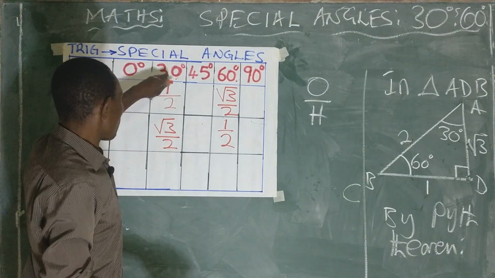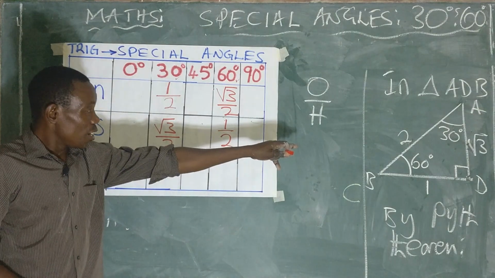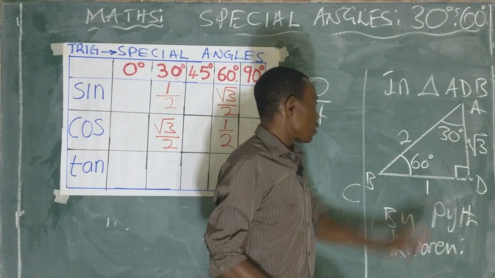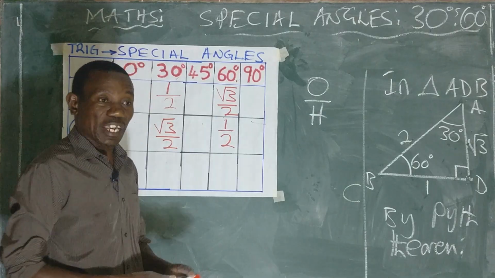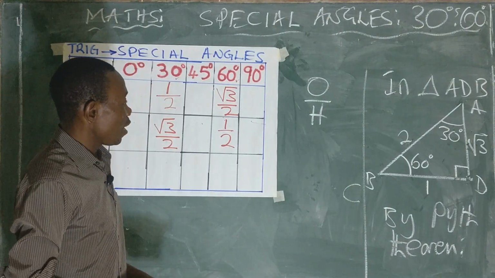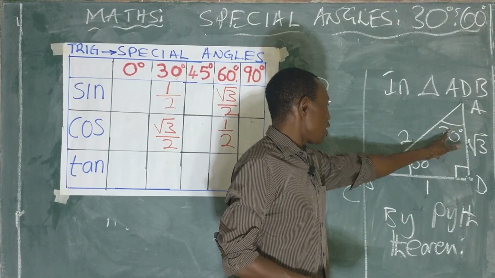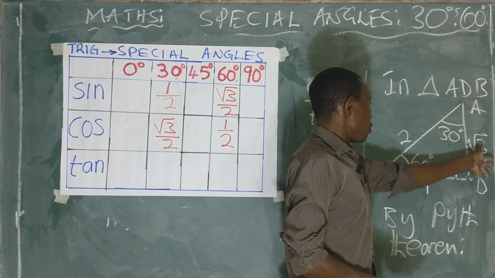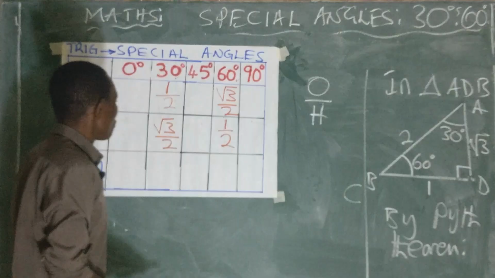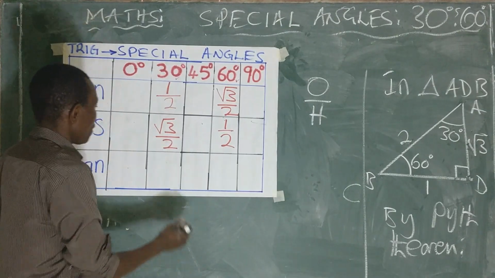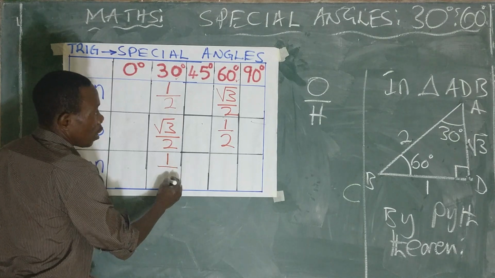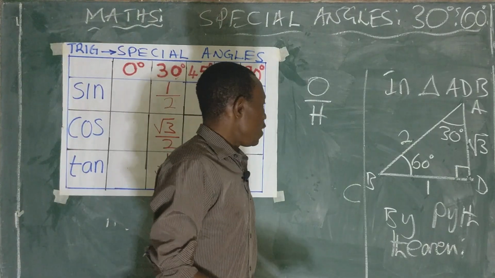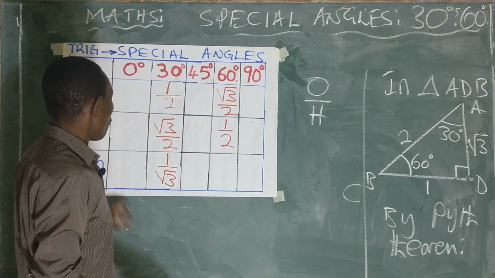And then going further, we talk of tan. Tan of 30 degrees. You can still refer to the same triangle that we have up there. Tan is found when we divide the opposite side by the adjacent side. So the opposite side to 30 degrees is 1, and the adjacent side is root 3. So the tan of 30 degrees is 1 over root 3.